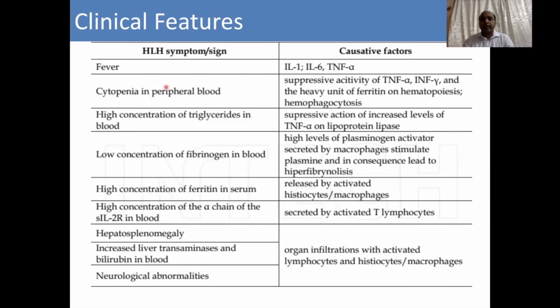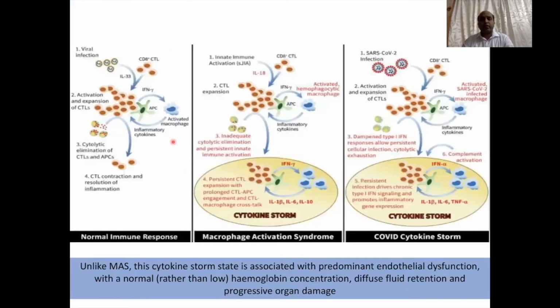So these are the clinical features and the underlying mechanism of why all the organs are involved, because of the different cytokines and activation of macrophages or lymphocytes. Now, the normal immune response: why does macrophage activation syndrome occur, and how does it differ from the COVID-induced cytokine storm? Normally, whenever a viral infection occurs, the CD8 cells or cytotoxic lymphocytes will activate, and they will kill the antigen presenting cell which has virus inside it.